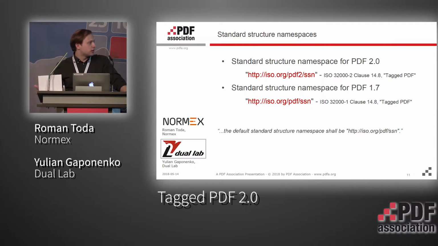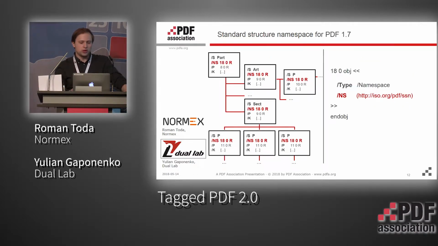And the second standard structure namespace is the same, but for the previous version of the specification. It's for the tag set from PDF 1.7. This actually means that you can create a document that contains the 1.7 tag set, and at the same time you don't have to add role mappings to it.